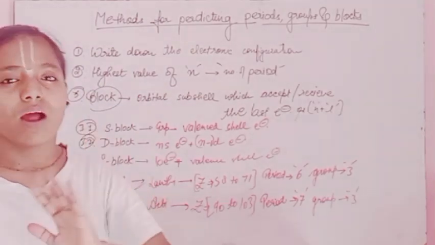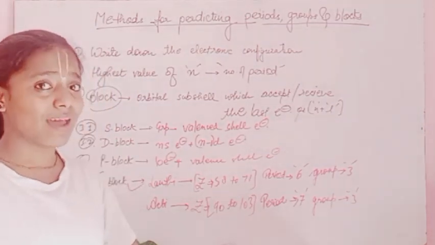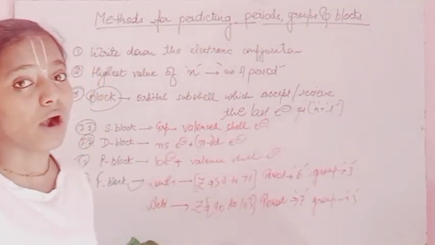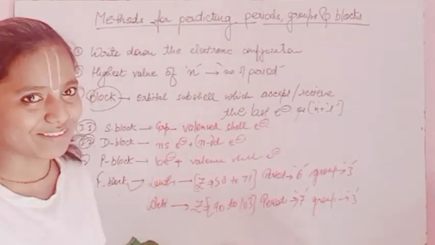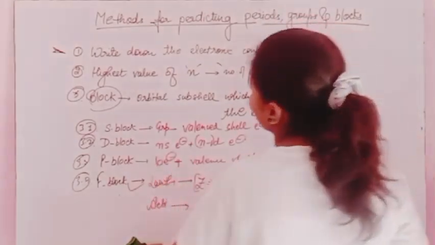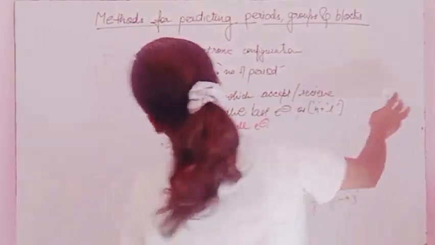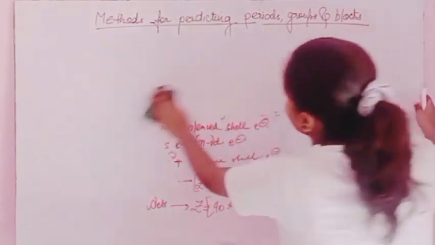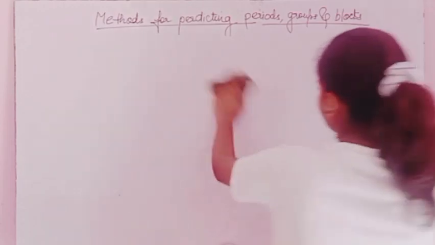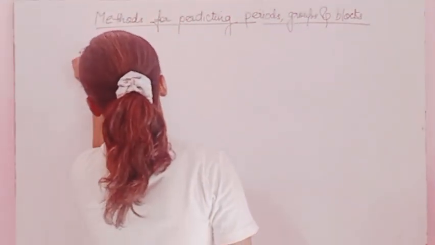For S block, all the valence shell electrons are gonna give you the group. For D block, ns and your (n-1)d. For P block, 10 plus valence or outermost shell electrons, and for F we just discussed. Hopefully clear to every one of you. So let's discuss the examples for the methods of predicting periods, groups, as well as your blocks.